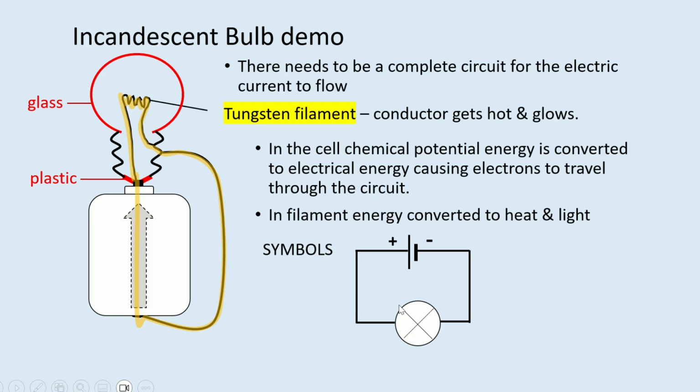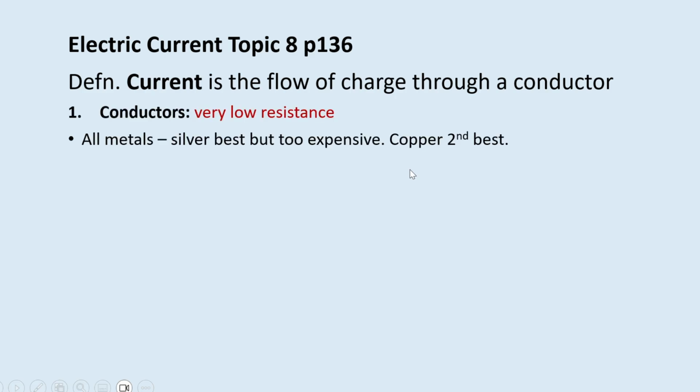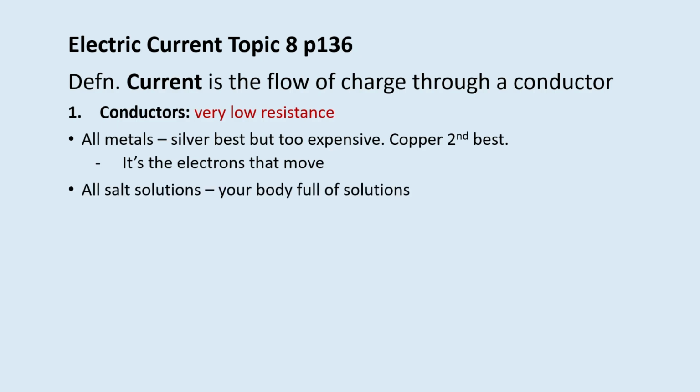Instead of drawing difficult drawings, we use symbols for circuit diagrams. Current is defined as the flow of charge through a conductor. Conductors have very low resistance. All metals are conductors. Silver is the best, but it's too expensive, so we use copper. It's the electrons that move in the conductor from atom to atom.